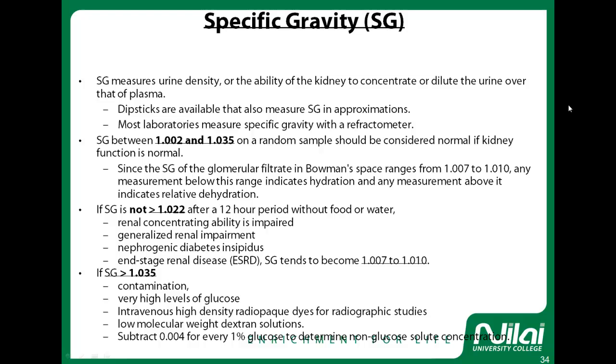If SG is not more than 1.022 after a 12-hour period without food or water, the renal concentrating ability is impaired. In generalized renal impairment, nephrogenic diabetes insipidus, and end stage renal disease (ESRD), SG tends to become fixed at 1.007 to 1.010. SG is more than 1.035 with contamination with high levels of glucose, intravenous high density radiographic dyes for radiography studies, or low molecular weight dextran solution. Subtract 0.004 for every 1% glucose to determine the non-glucose solutes concentration.